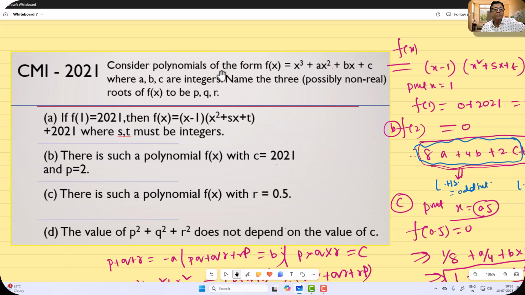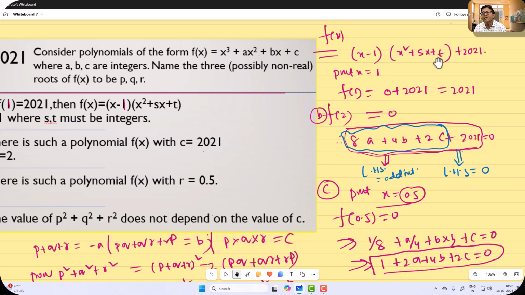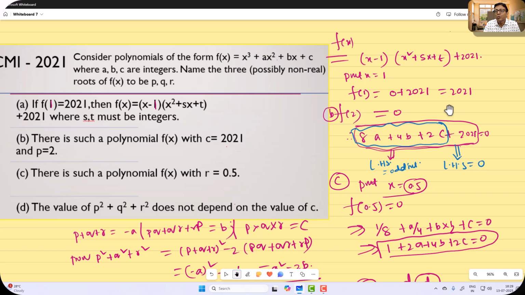Okay, let me start. This is given, this polynomial x cube plus a x square plus b x plus c, where a, b, c are integers, and the roots they asked you to take, p, q, r, are all linked here. If f(1) is this, can we take this thing? Let us verify it here. f(1) is 2021, then can I take the point? This is 1. I am telling you repeatedly, this is 1, not I. It is possible. Why? Because f(x) is this. If you put x equal to 1, we are getting f(1) equal to 2021 only.